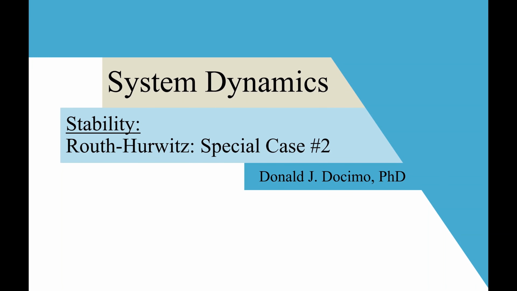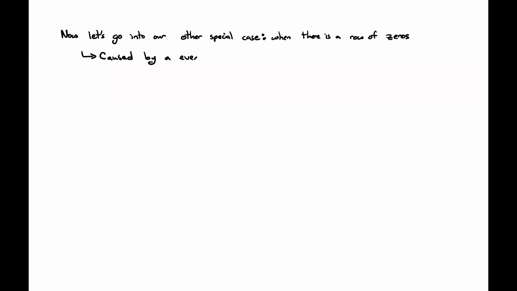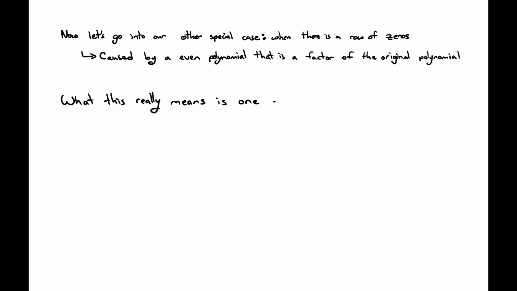All right, this video is going to cover our second special case for the Routh tables and the Routh-Hurwitz criterion. So let's look into this case where we actually have an entire row of zeros, not just a zero in our first column. This is caused by an even polynomial that is a factor of the original polynomial, just as some background information. But what this really means is that we have one of three potential cases.